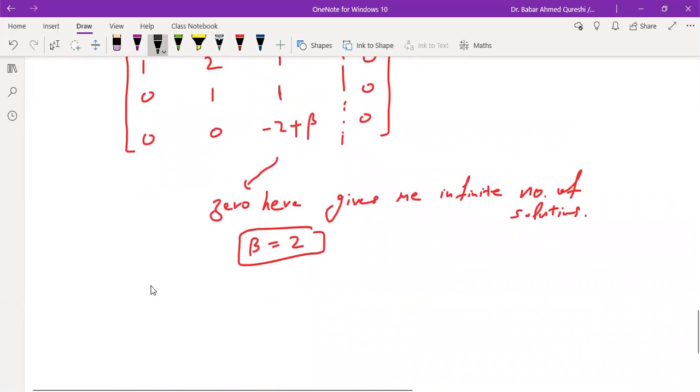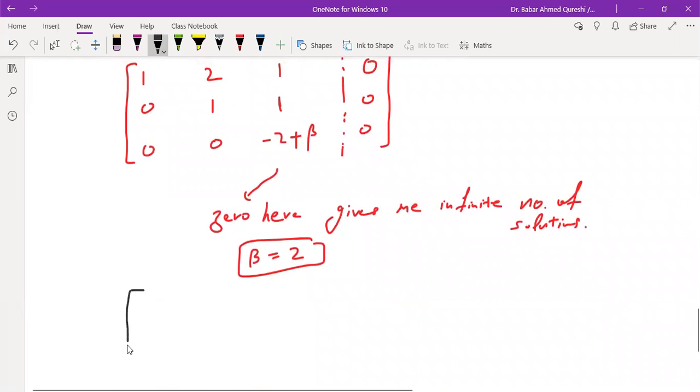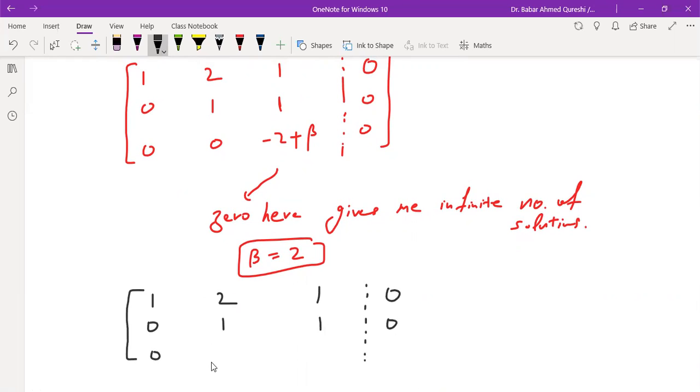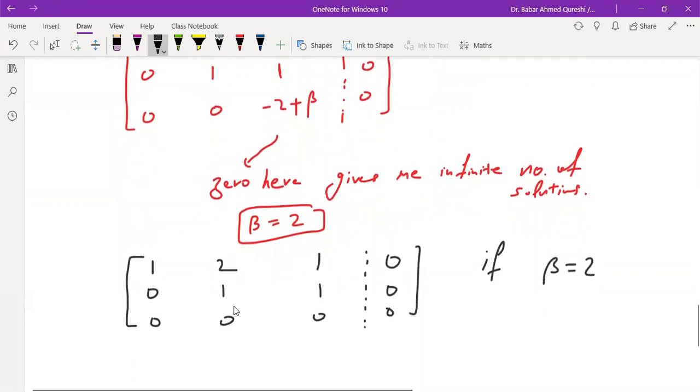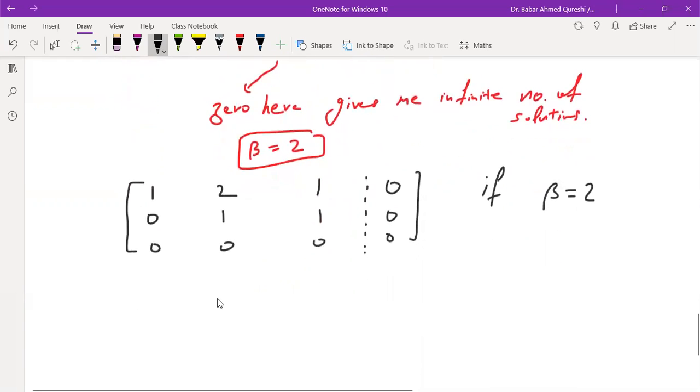So we can as well try to find the solution itself. It's just going to take one more step. One, 0, 0, 0, 0. This is the matrix if beta is 2. So now I can use the Gauss-Jordan, make this. So I can see that X3 is free.